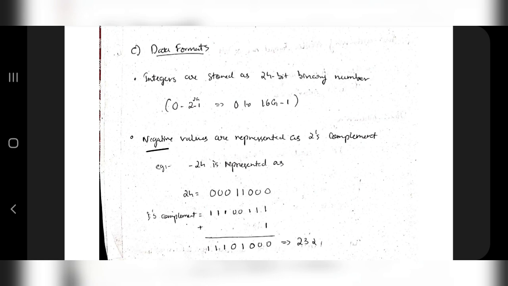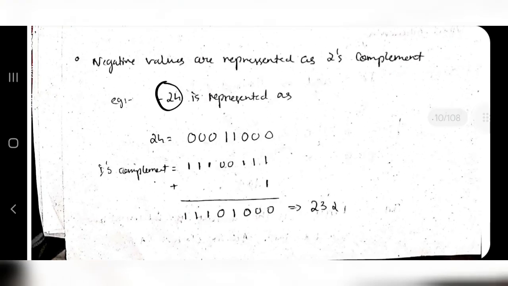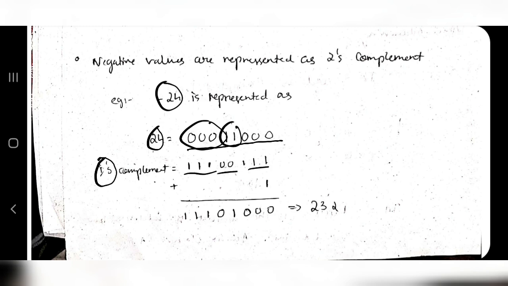The next one is that negative values are represented as 2's complement. For example, if someone asks you to represent minus 24 in binary, how you will represent it is: first write the binary value of 24, then take the 1's complement. 1's complement means wherever you see 0 put it as 1, wherever you see 1 put it as 0. After that, add 1.